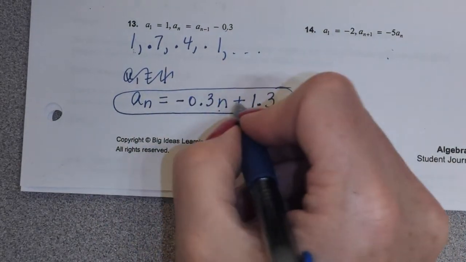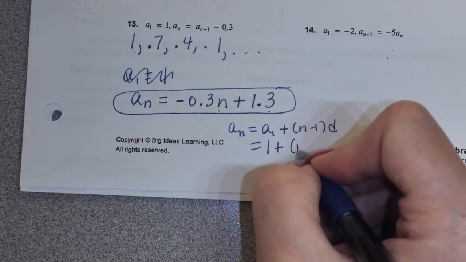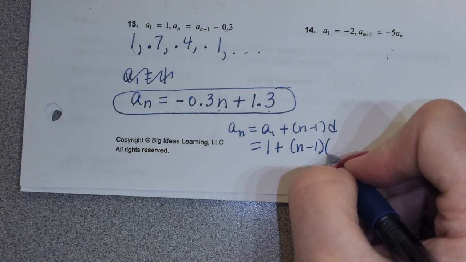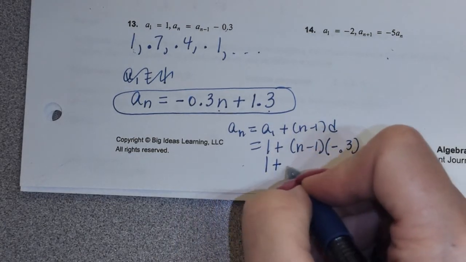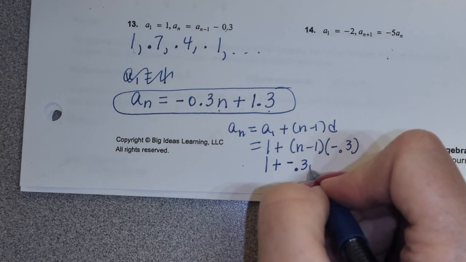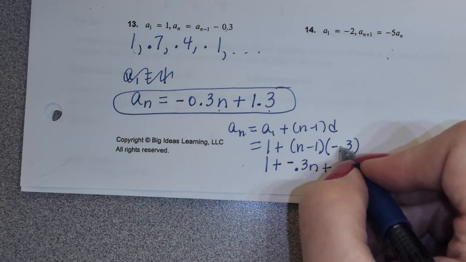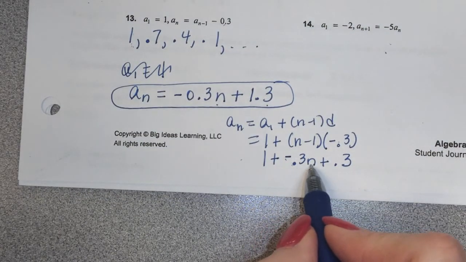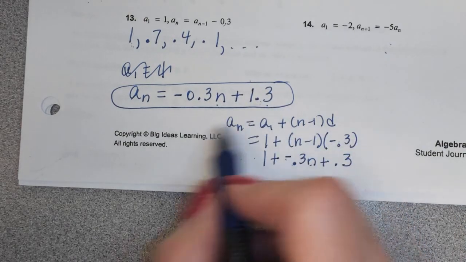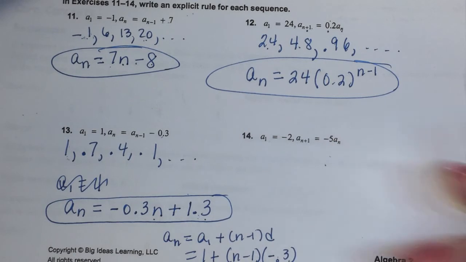If you don't want to mess around with trying to figure this number out, you just plug in a sub 1, n minus 1, d is going to be negative 0.3, and then you have 1 plus negative 0.3n plus, and then negative times negative is a positive 0.3, and see how we're going to get negative 0.3n plus 1.3. Okay, so same thing. All right, this one is geometric.